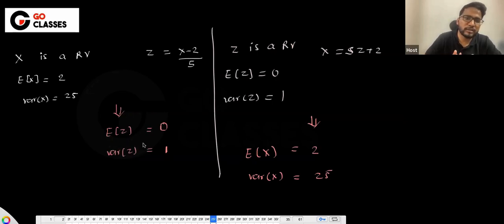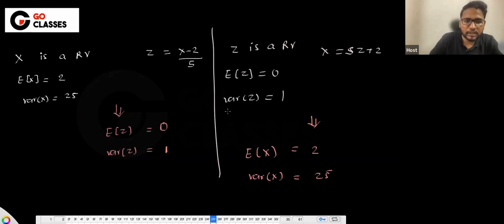Everyone is good with these two examples? You are given some random variable x, details about the random variable x, and then they define a new random variable and ask for the expectation and variance of it. Similarly, they give you some information about z, then define a new random variable x, and ask about the expectation and variance of x. So I hope you are able to do it.